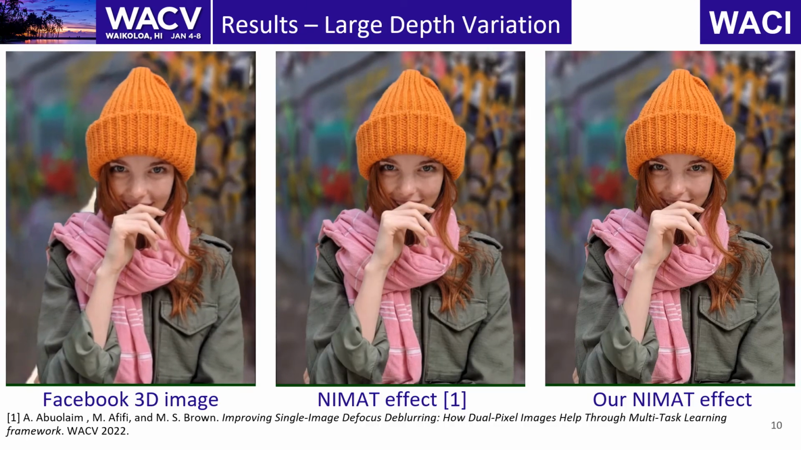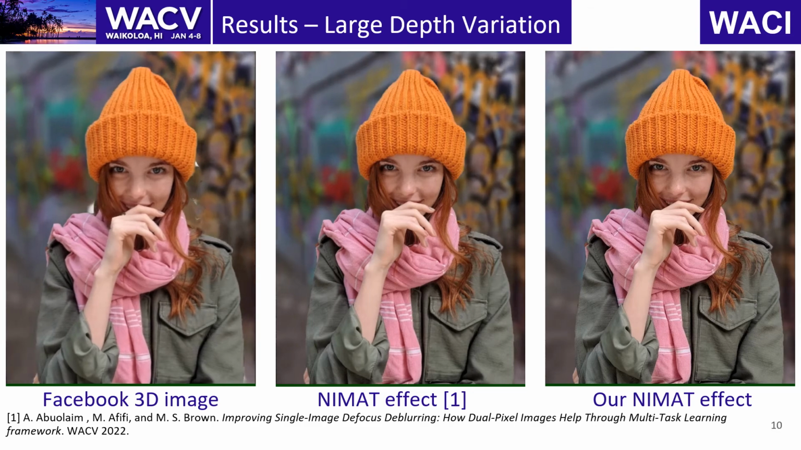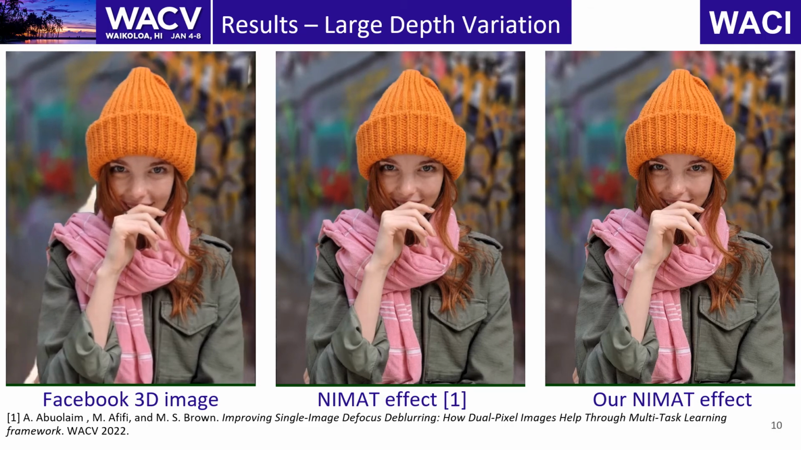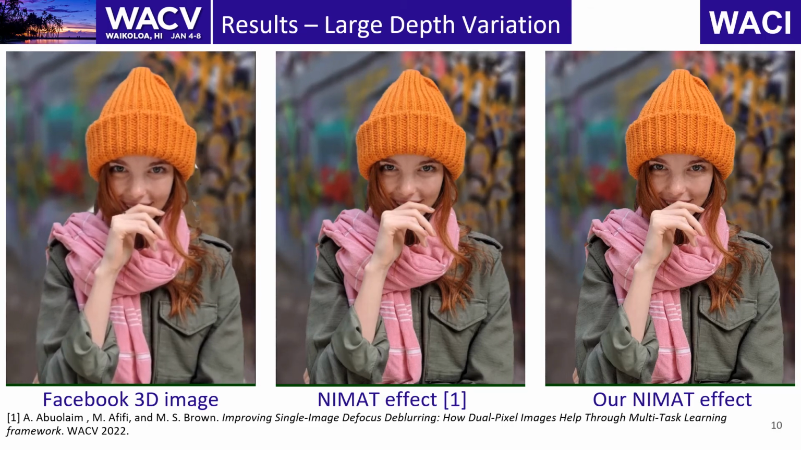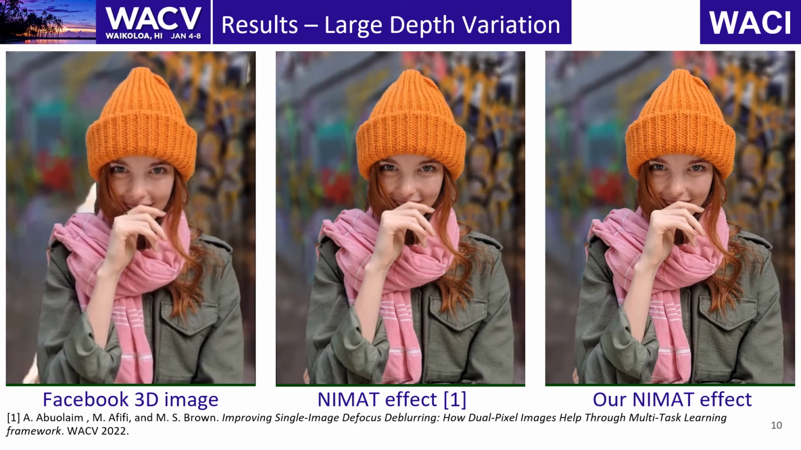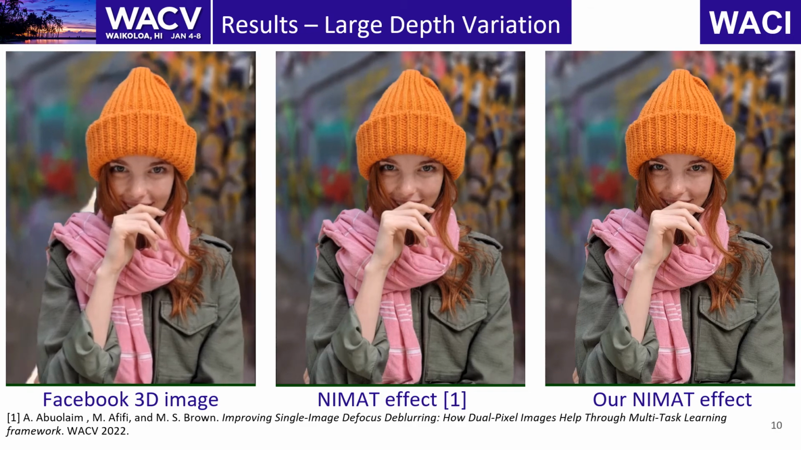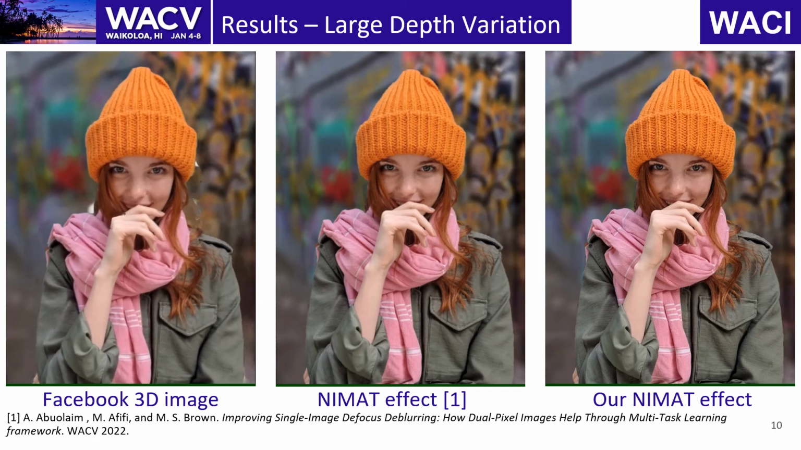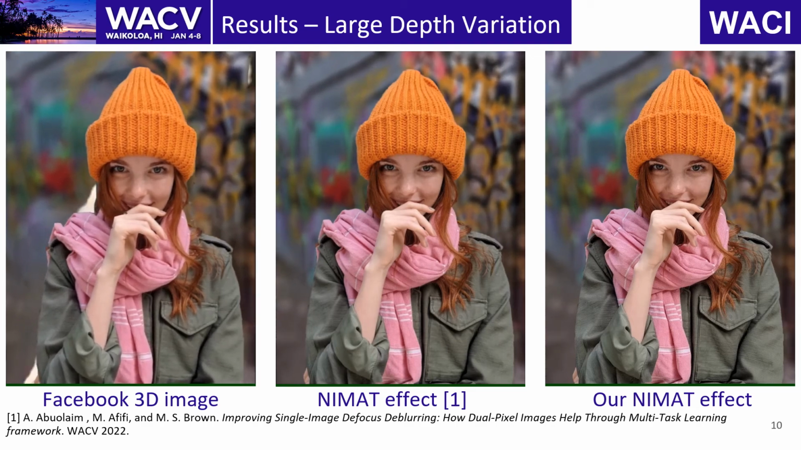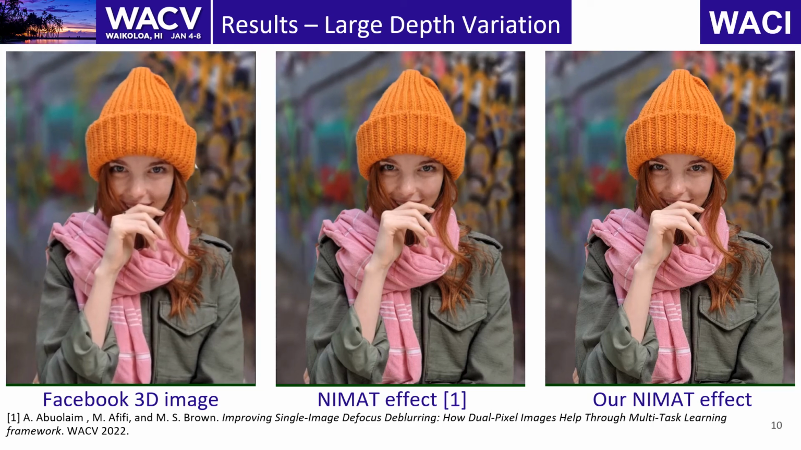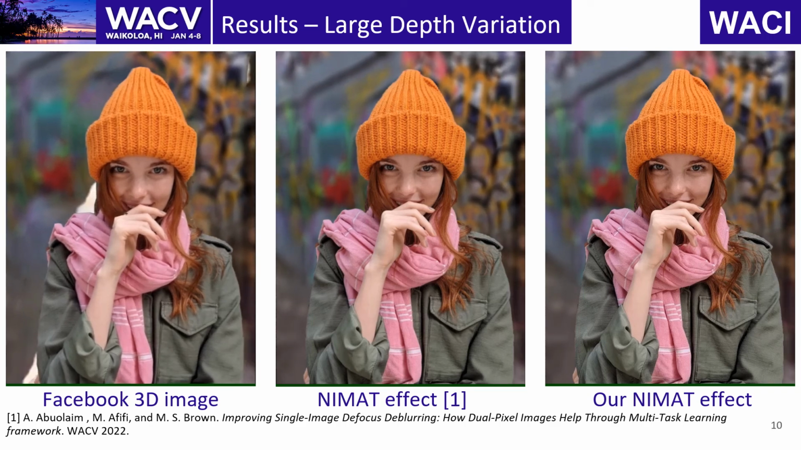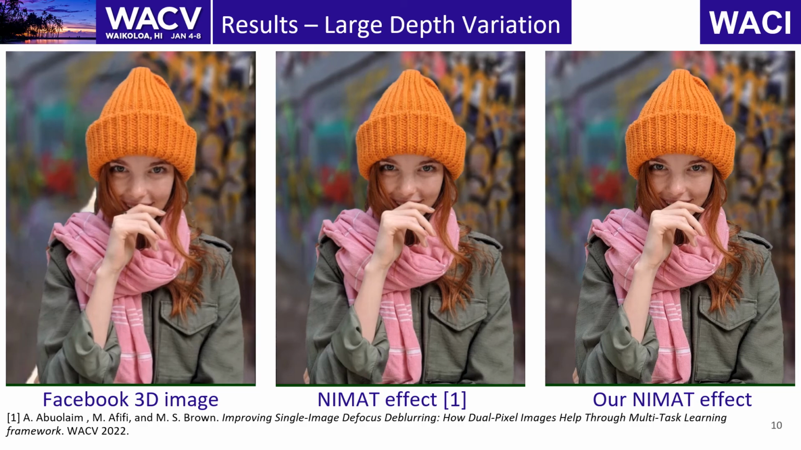As for qualitative comparison, we provide the animated image motion or the NIMAT effect of different approaches. In particular, we compare ours with the results of the Facebook 3D image and the previous NIMAT effect. In this comparison here, we have a large scene depth variation where the blur size varies from small to large. In this case, the Facebook 3D image exhibits noticeable and unpleasing artifacts like missing pixels around the foreground boundaries, while the previous NIMAT effect produces pleasing image motion. We can still spot a few artifacts that do not exist in ours.